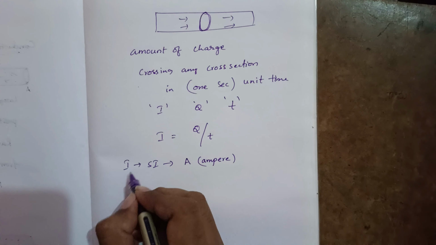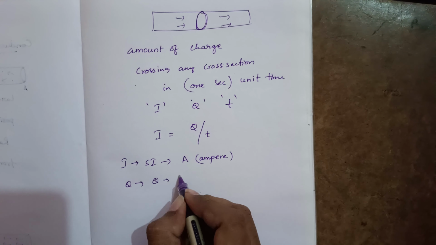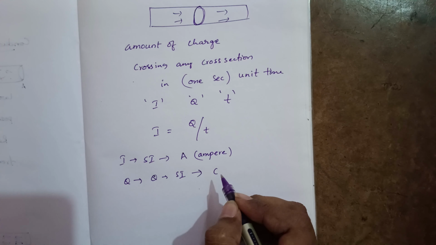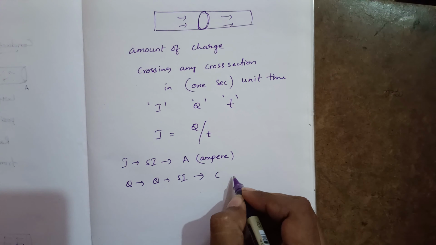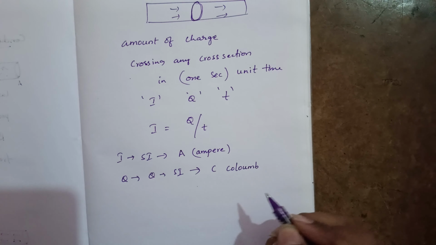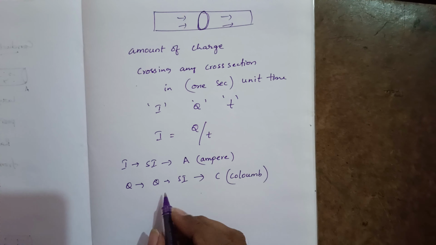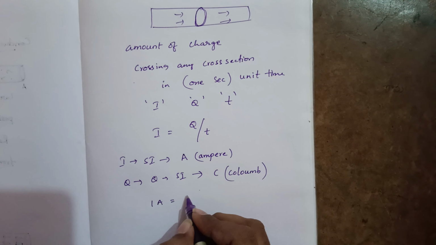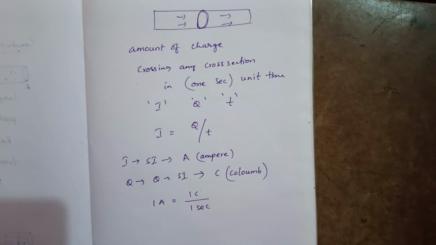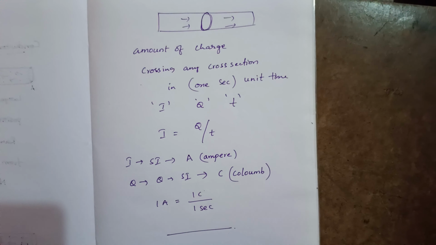Q: the SI unit of Q is coulombs. Time we know is second. Then 1 ampere equals 1 coulomb per 1 second. This is about electric current.